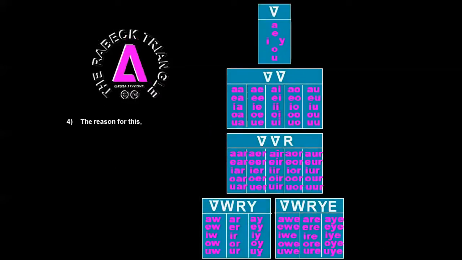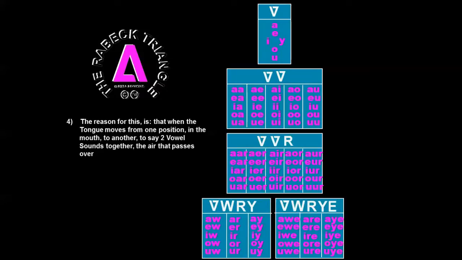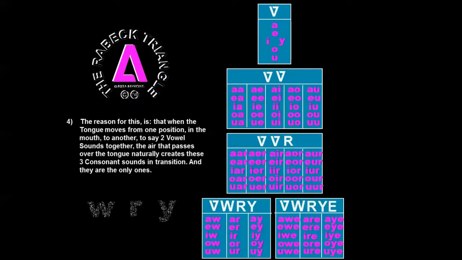The reason for this is that when the tongue moves from one position in the mouth to another to say two vowel sounds together, the air that passes over the tongue naturally creates these three consonant sounds in transition, and they are the only ones.